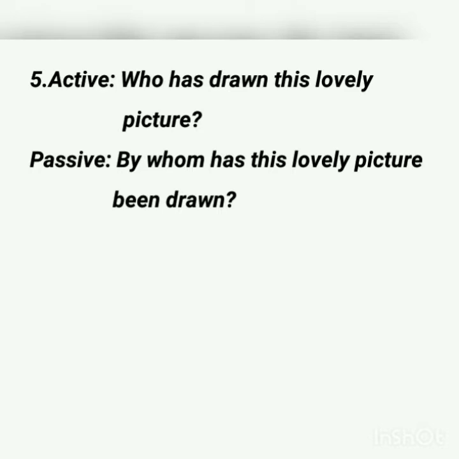And number 5, active: Who has drawn this lovely picture? This is another question form which begins with who. Remember, who in the active voice will change into by whom in the passive voice. Now let us find the object. The object here is this lovely picture. It is a singular noun. We have to use has. Let us change into passive. By whom has this lovely picture been drawn?